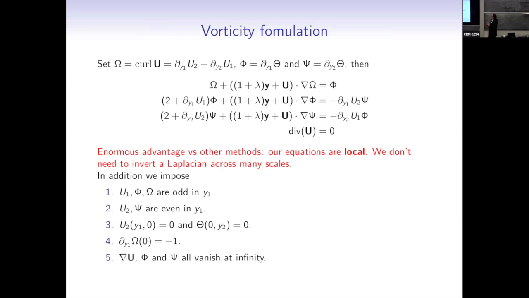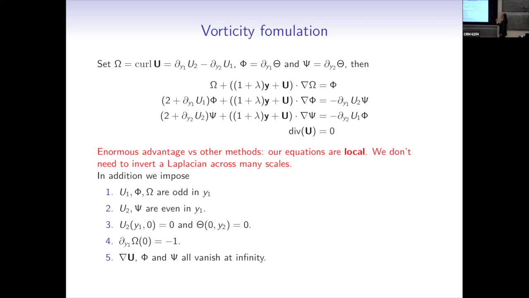Okay, so if we go to the vorticity formulation and take curls, we get rid of the pressure. We take omega to be the curl of u, and phi and psi the derivatives of theta. Then this is the system that we have to solve for our variables omega, u, phi, and psi. The nice thing about this is that there is no pressure anymore.